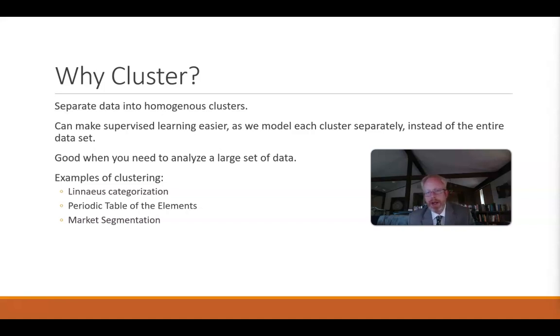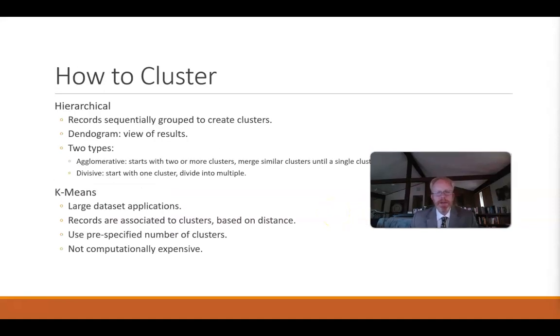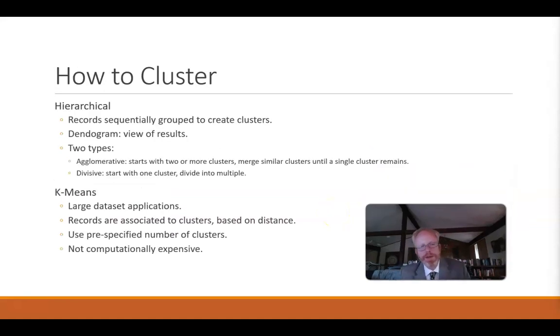And we know that we see examples of clustering in many places, like the Linnaeus categorization of plants and animals, the periodic table of the elements, and market segmentation. So in this video, we're going to focus on hierarchical clustering, which is where we take a look at dividing up records into groups of clusters. And a dendrogram is a way that we can view these results and we can see how the data gets clustered.